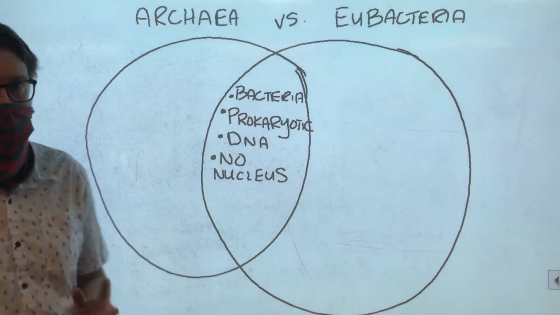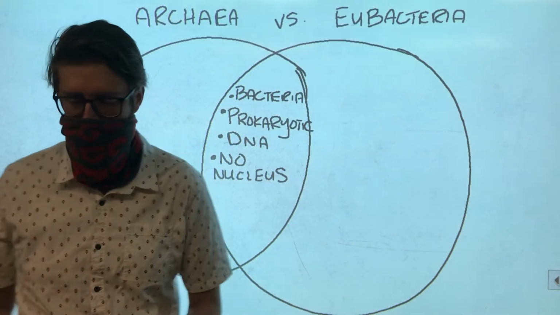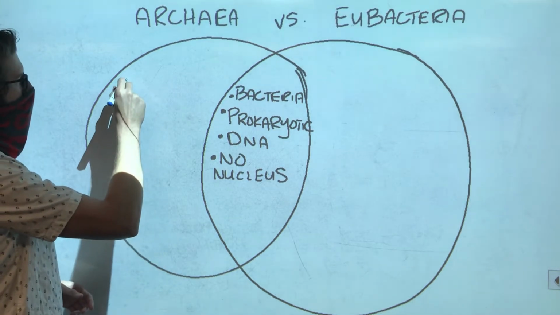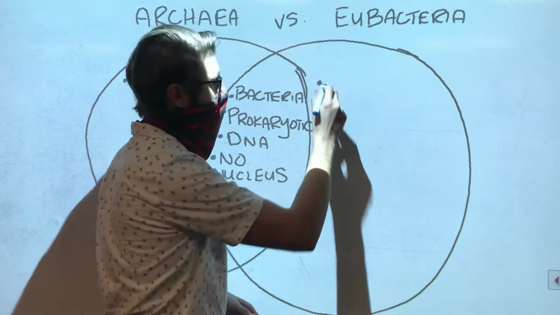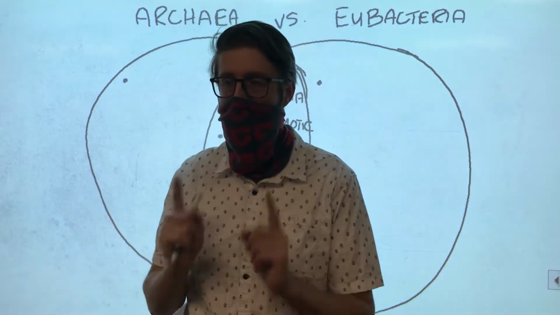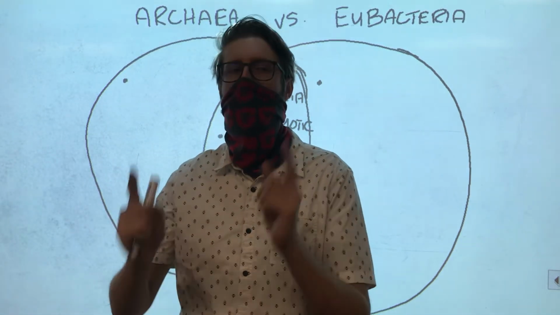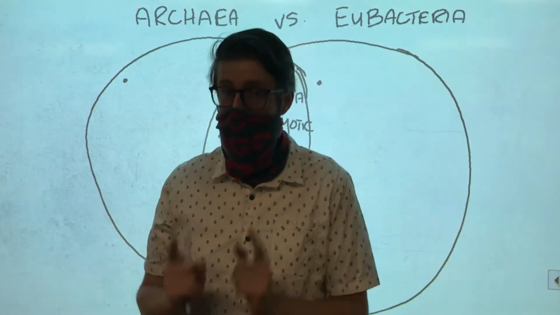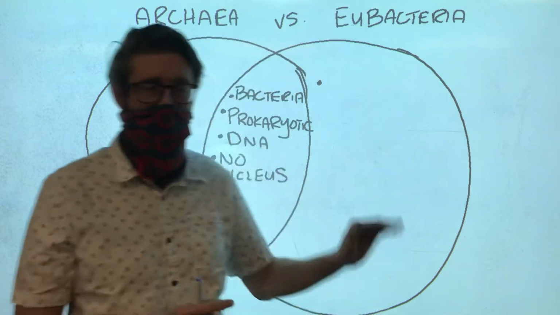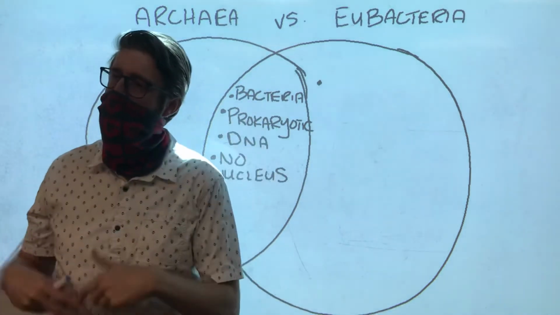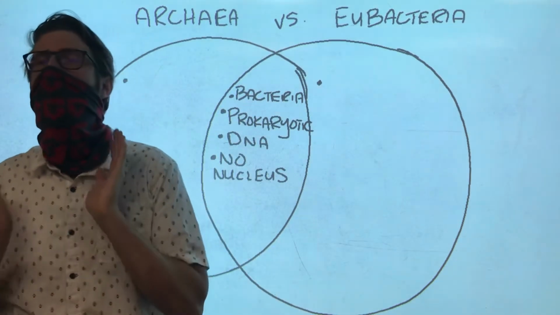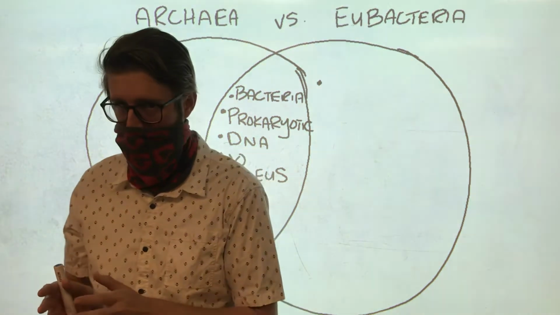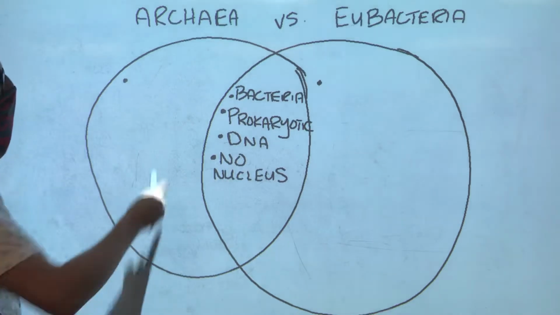But let's talk about what makes them different, okay? What makes them different is their cell walls. Once again, the biggest difference between these two types of bacteria are their cell walls. Got it? They both have cell walls. It's just their cell walls are made up of different stuff. That's important. I'll explain why that's important in just a second.